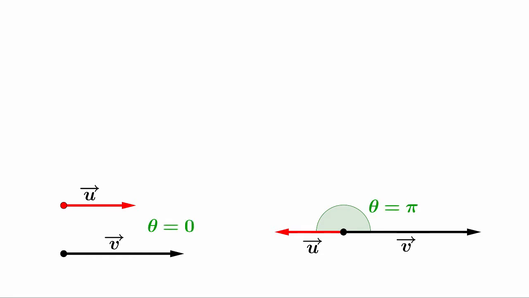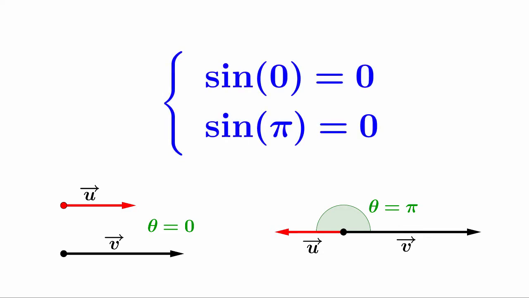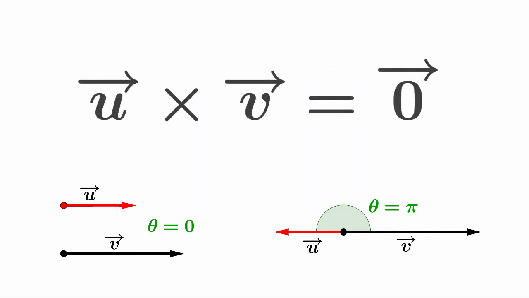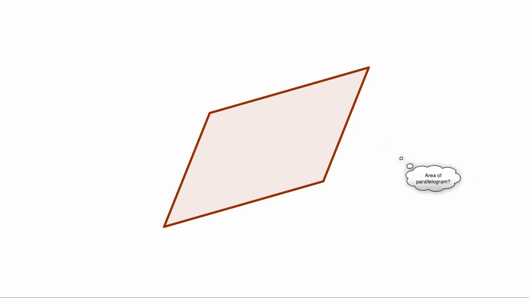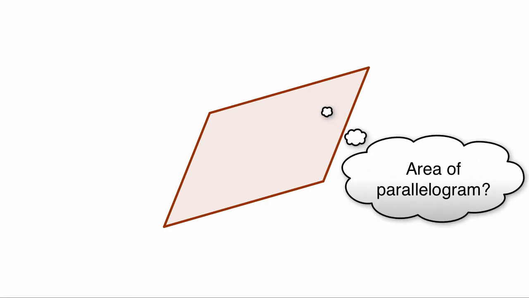In this case, the sine of this angle is 0. This implies that the cross product results in vector 0. And we can use this as a test for detecting, for example, if two lines are parallel. Another practical usage is finding area of a parallelogram or a triangle.